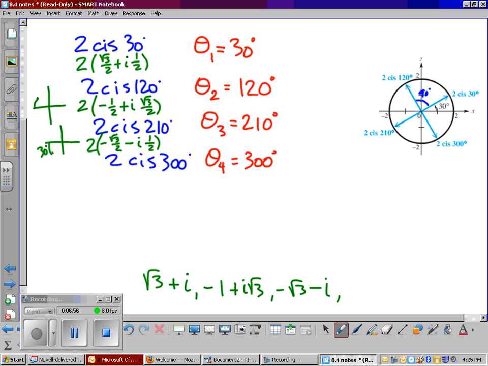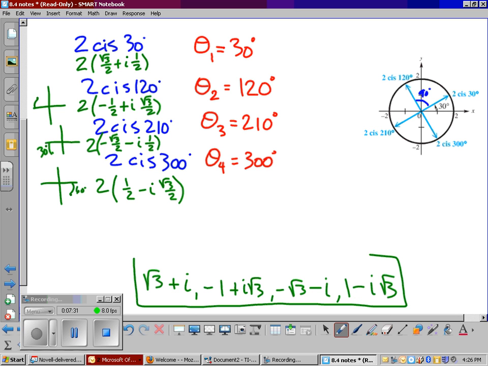And then one more. 2 times cosine 300. 300 is quadrant 4. The cosine is going to be positive. The sine is going to be negative there. So the reference angle is 60. This angle right here is 60, which is 360 minus 300 leaves you 60. And the cosine is going to be positive 1/2. And the sine is negative square root of 3 over 2. Simplify that one. 1 minus I square root of 3. And I think I didn't make any mistakes there.